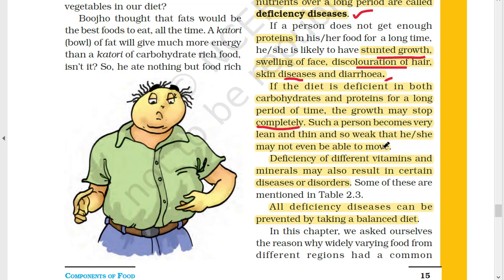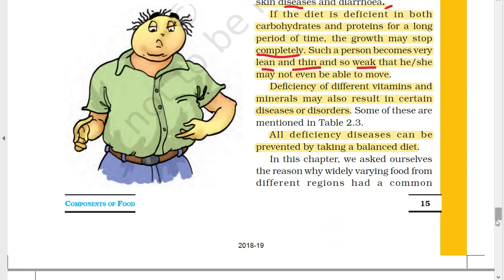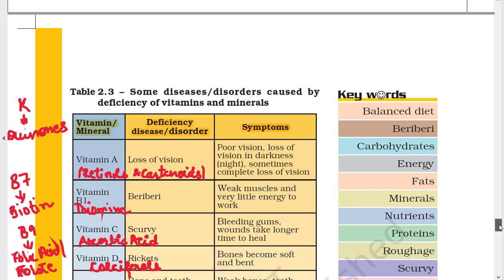And apart from that, a person may become very lean and thin and very weak, so weak that he or she may not even be able to move. Deficiency of different vitamins and minerals may also result in some diseases or disorders. And all these deficiency diseases can easily be prevented if we take a balanced diet.